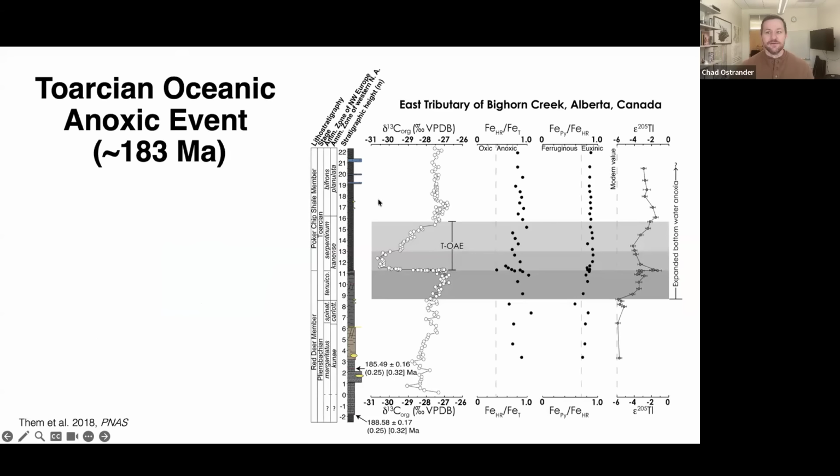Shortly thereafter, another set of scientists, Teddy Them, Jeremy Owens, and others showed that this also happens during the Toarcian Oceanic Anoxic Event, the TOAE, Toarcian Oceanic Anoxic Event.